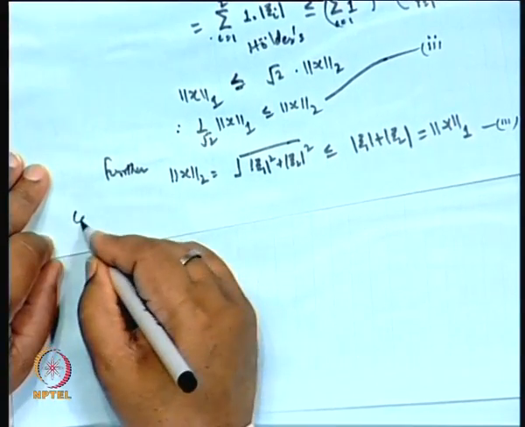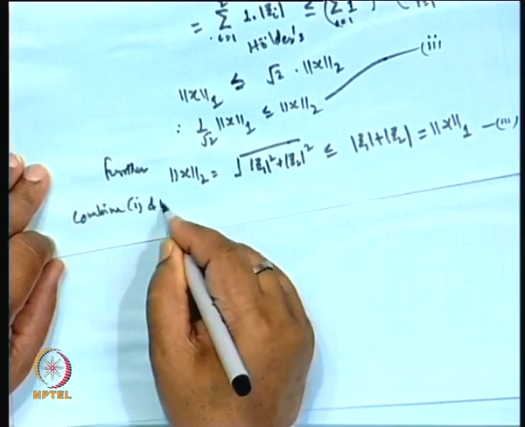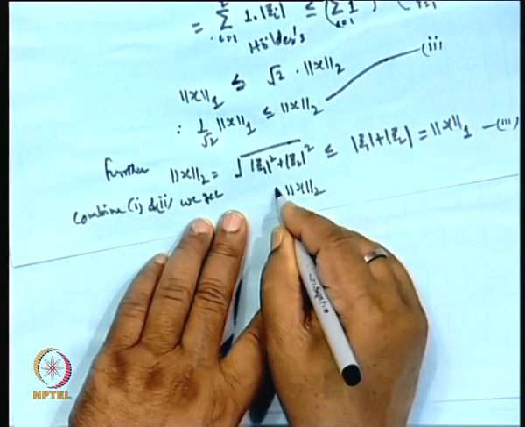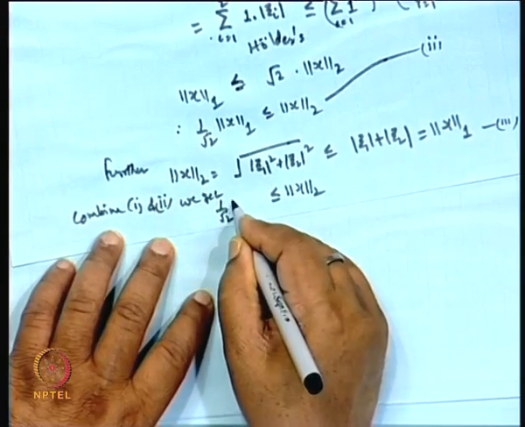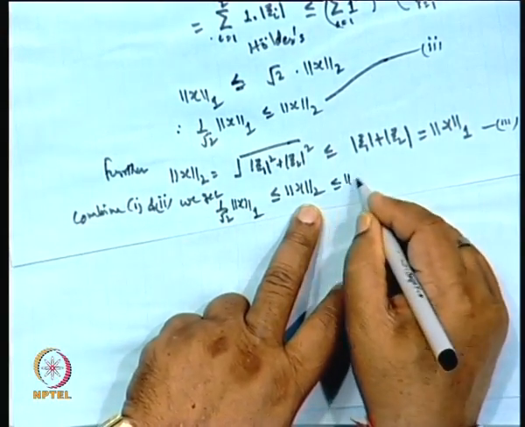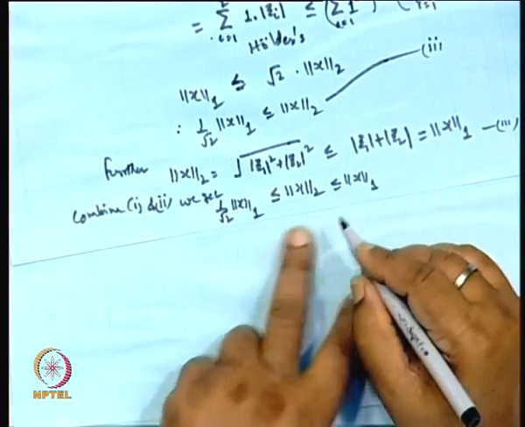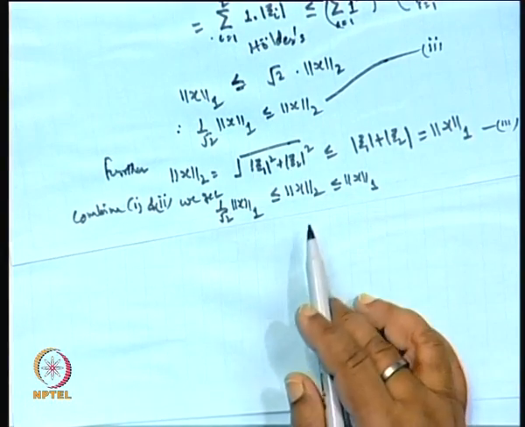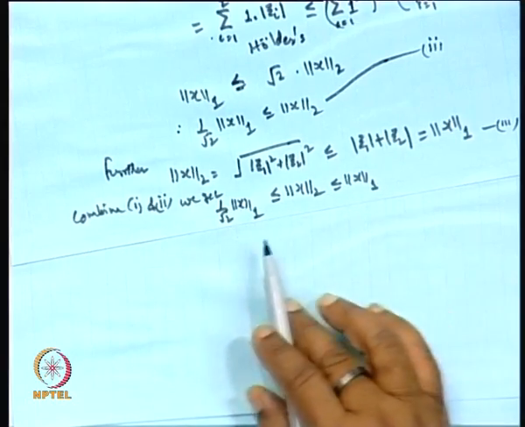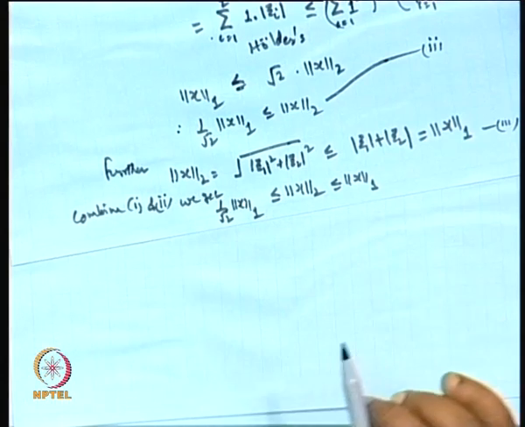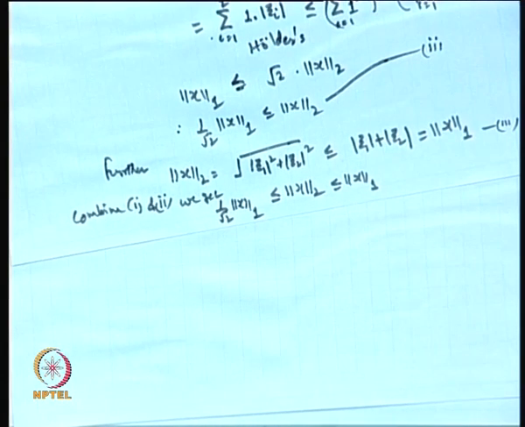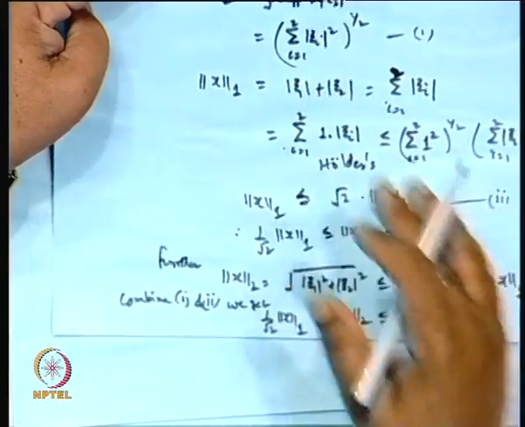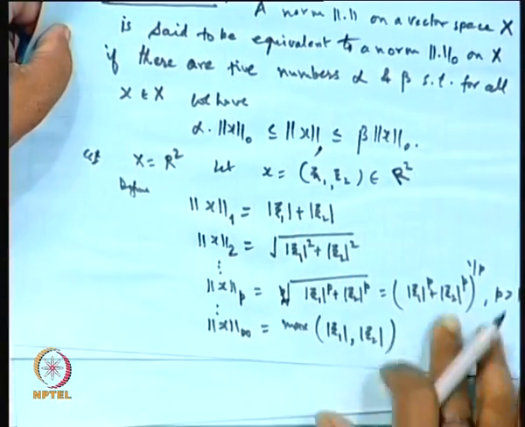Combine 1 and 2, we get norm of x 2 is greater than equal to 1 by root 2 norm x 1, which is less than equal to norm of x 1. It means here alpha is 1 upon root 2, beta is 1. So, we can find the scalars alpha and beta so that these two norms can satisfy this inequality. So, both these norms are equivalent norms, clear. Similarly, we can go for any other norm. So, all the norms which we have defined in this fashion are equivalent norms.